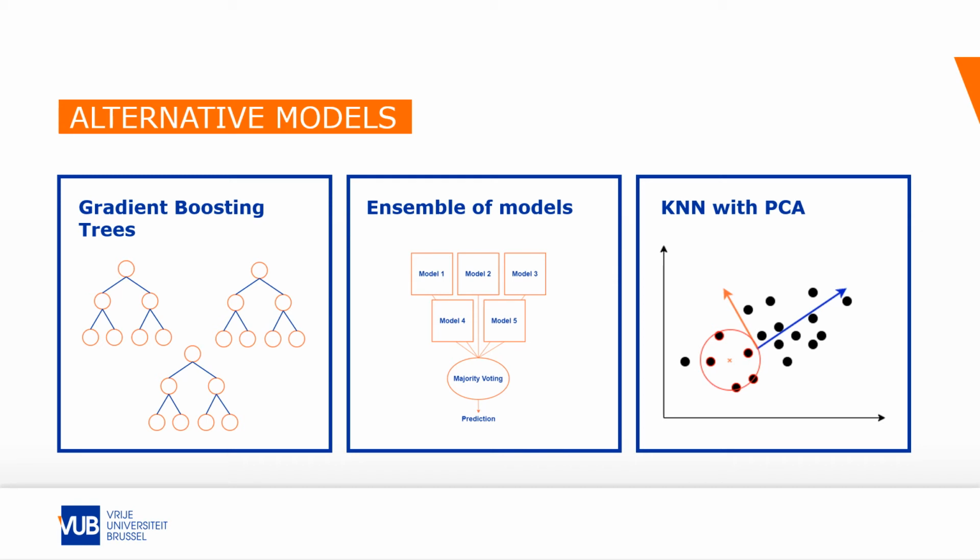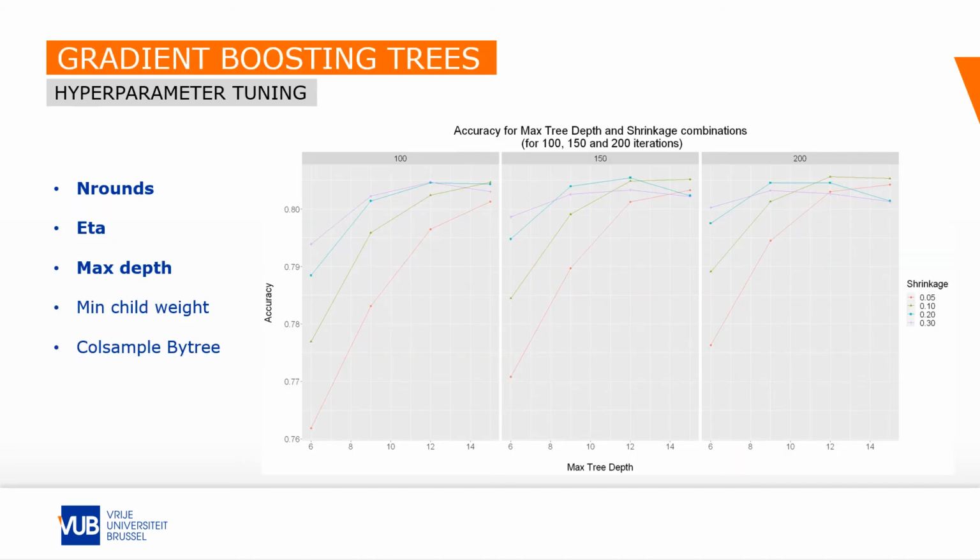I will quickly summarize these 3 approaches. It made sense to use a gradient boosting tree model, as we saw from the previous section that tree-based models performed well.